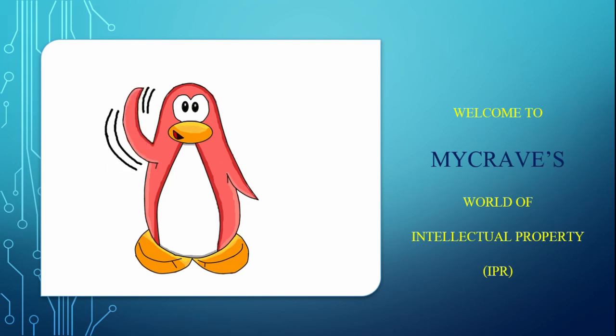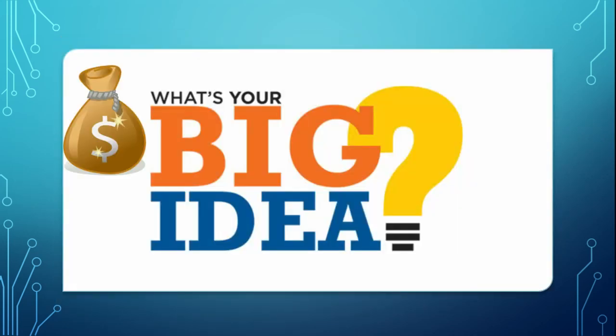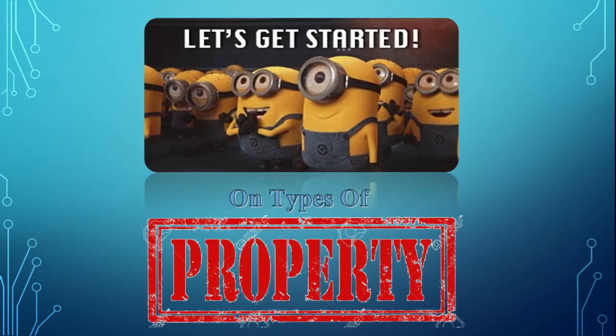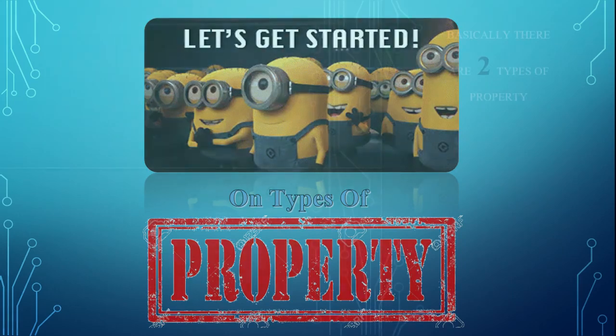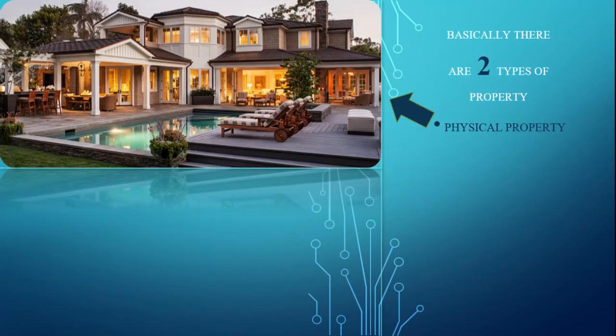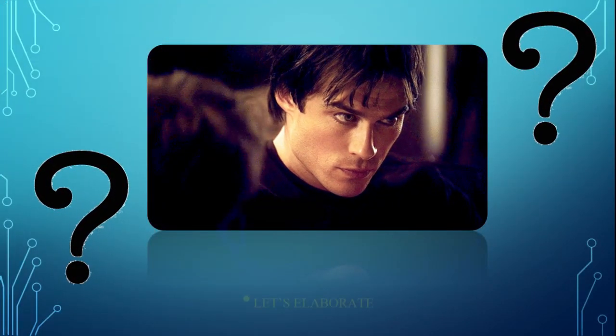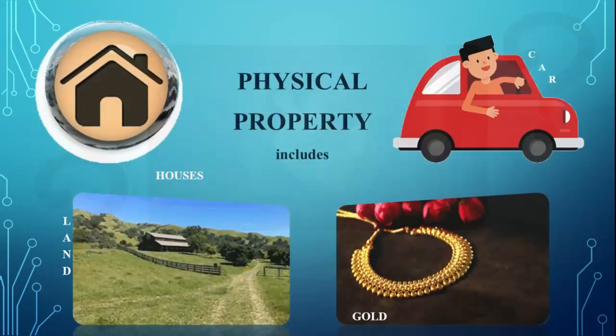Today, our first lecture is about the difference between physical property and intellectual property. If you have knocked on our doors today, believe me, you have something that is worth millions in the coming time. So let's get started on types of property. As we discussed, there are two types of property: physical property and intellectual property. Confused? Let's elaborate on it.